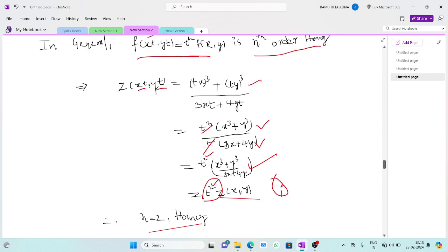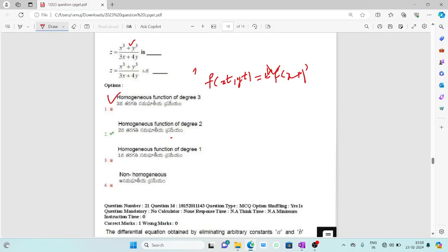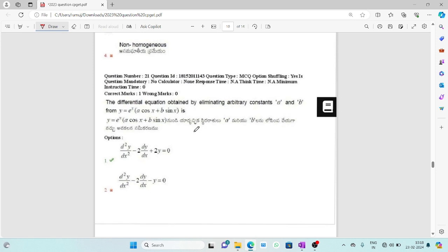So we can clearly say that it is satisfying that condition and we get the second order. So this is a second order homogeneous function, and this option is the correct option for this question: homogeneous function of degree 2. We already solved that.